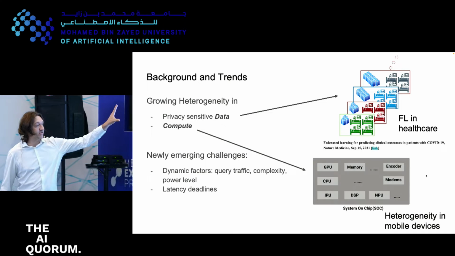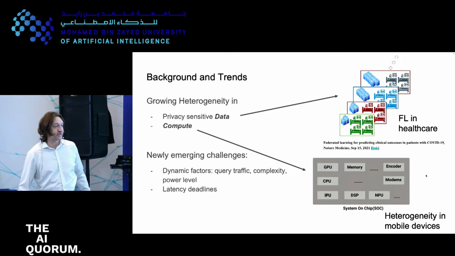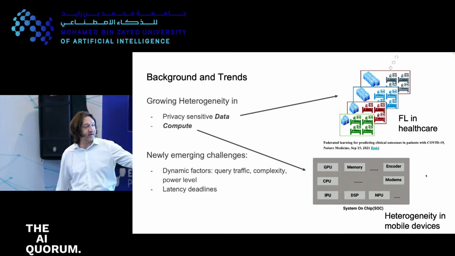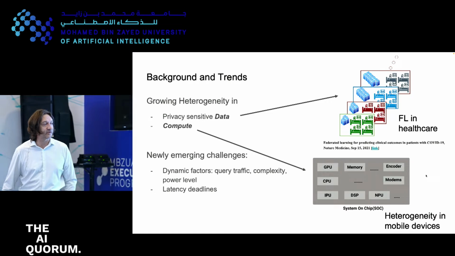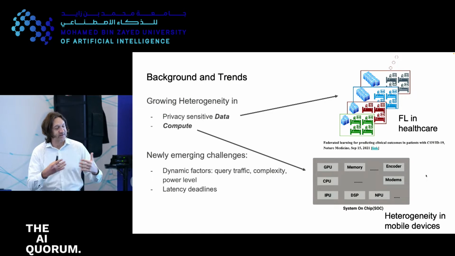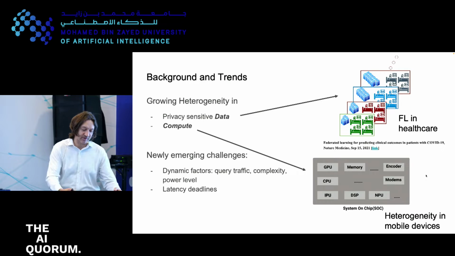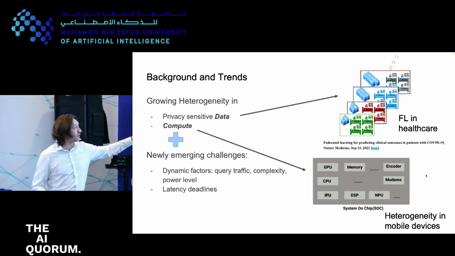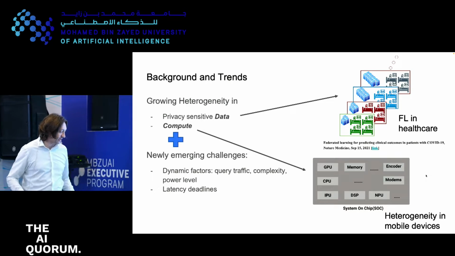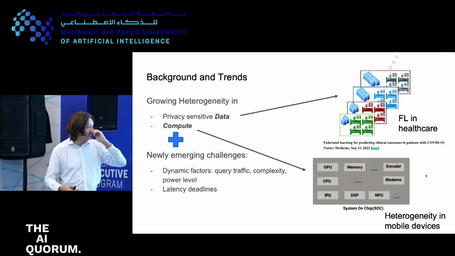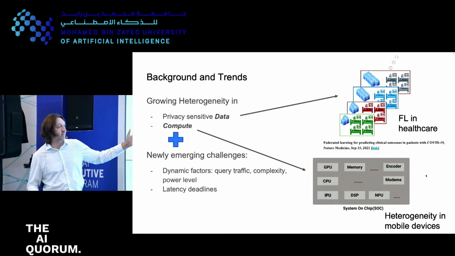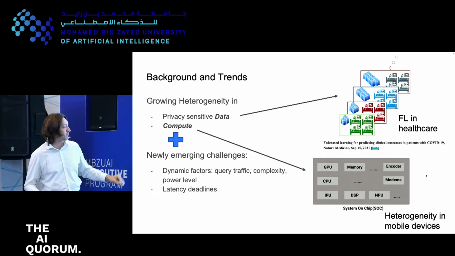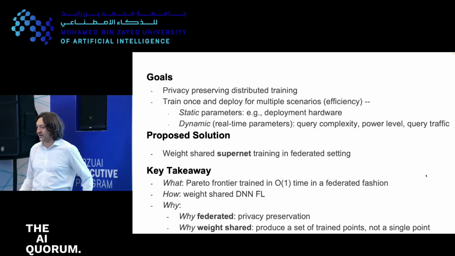There's increasing heterogeneity in compute. You have to deal with all sorts of static and dynamic heterogeneity in terms of the bedside compute that you have, in terms of the edge cluster compute that you have. But there are also some newly emerging challenges that are quite interesting, that are much more dynamic. So the dynamic factors that I previously mentioned are query traffic, complexity, power levels, and latency deadlines.